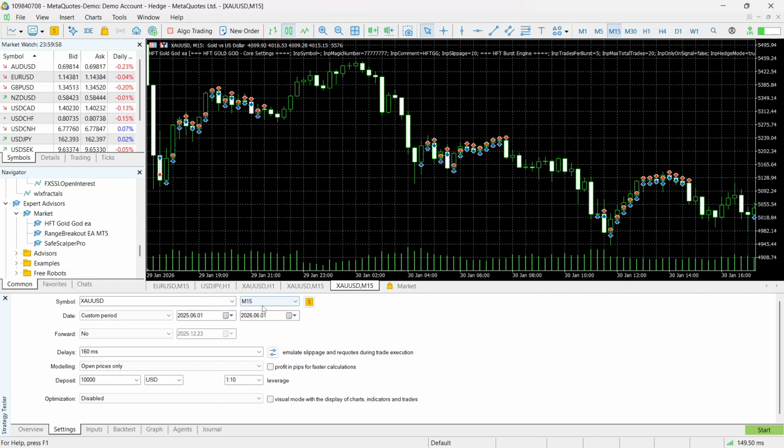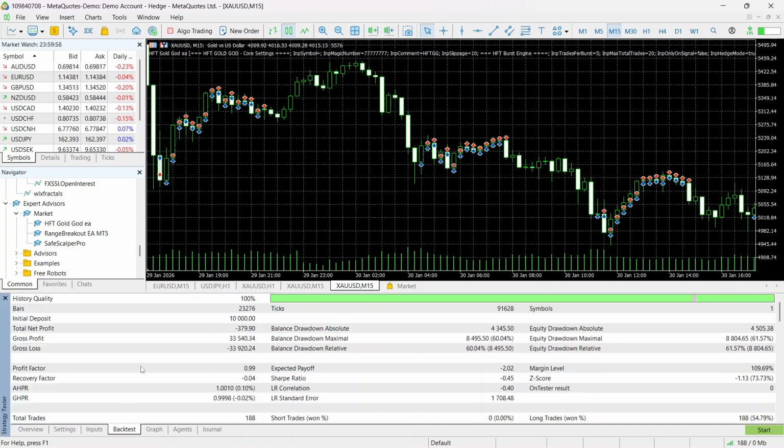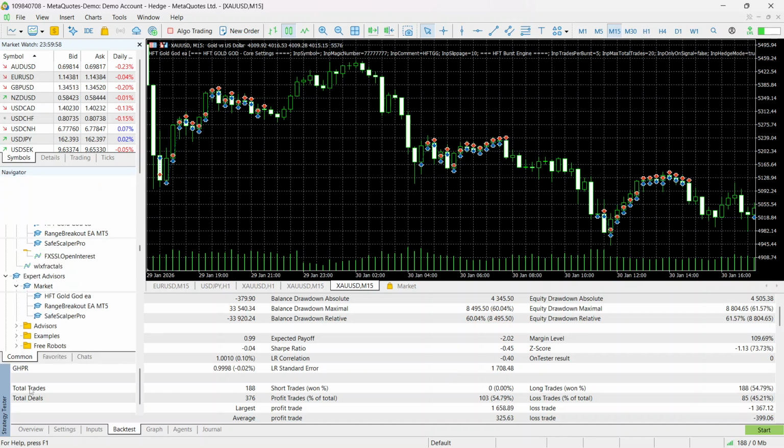On gold USD on the M15 time frame. As you can see in my settings, I started with a 10k USD deposit over the custom period of June 1st, 2025 to June 1st, 2026. The EA took 108 total trades, heavily biased towards long, with about 54.8% winning. As you can see here, my total trades over here.